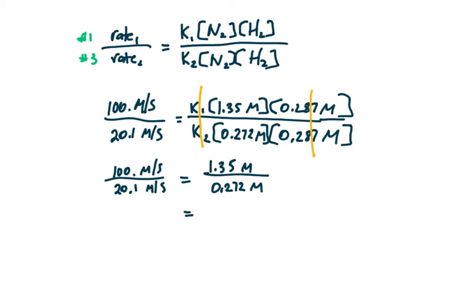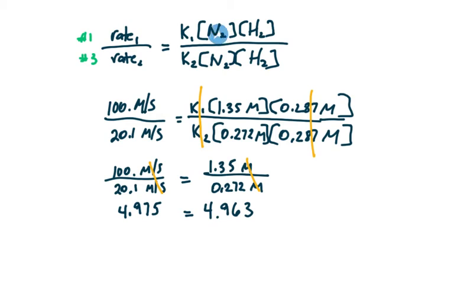Our units look like they're going to cancel. So what we end up with is 100 divided by 20.1 is 4.975. I'm trying not to round too much. 1.35 divided by 0.272 is 4.963.